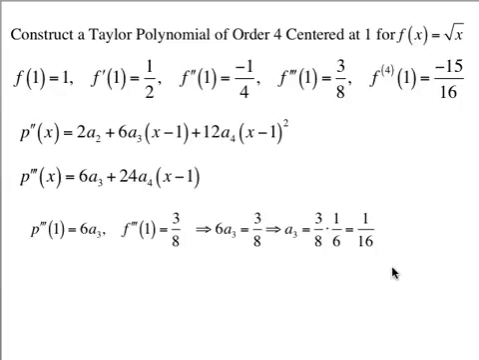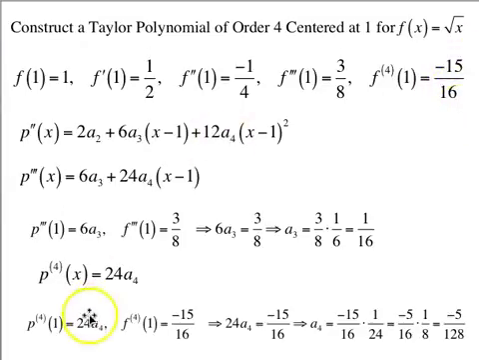And we have one more coefficient to get. The derivative of 6a3 is 0. The derivative of this piece will be 24a4. So the fourth derivative of p is 24a4. The fourth derivative of f at 1 is negative 15/16. If that's the case, then 24a4 should be negative 15/16. Multiply both sides by 1/24. I think we lose a 3 here. So 3 goes into negative 15 negative 5 times, 3 goes into 24 8 times. We get negative 5 over 128.